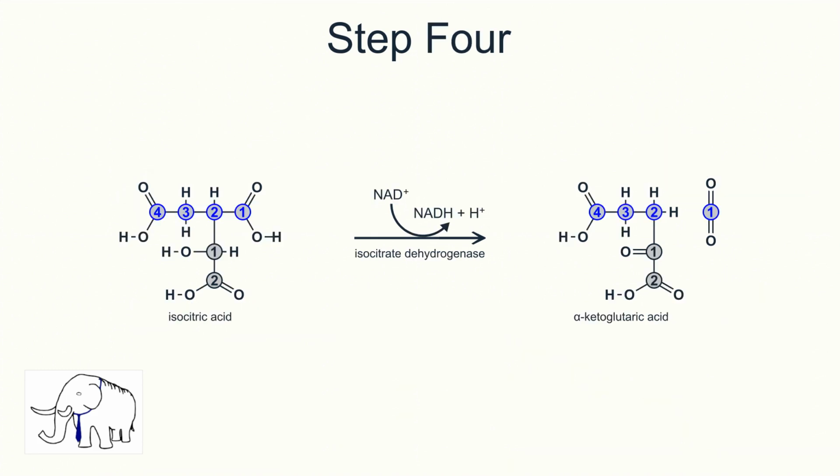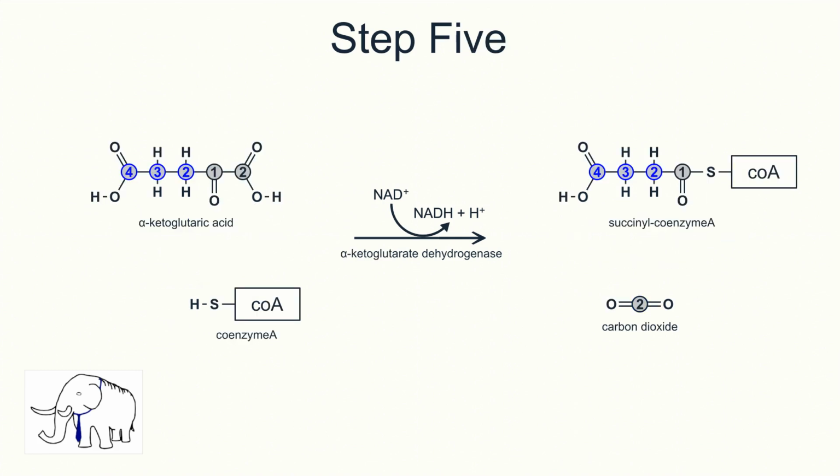In step 4 of the citric acid cycle, the carbon dioxide we lose is actually made with blue carbon atom number 1. The carbon dioxide that's liberated in step 5 did come from the original glucose molecule as black carbon atom number 2. The black carbon number 1 from the original glucose molecule is now in the same position as what had been the blue number 1 carbon from oxaloacetic acid.